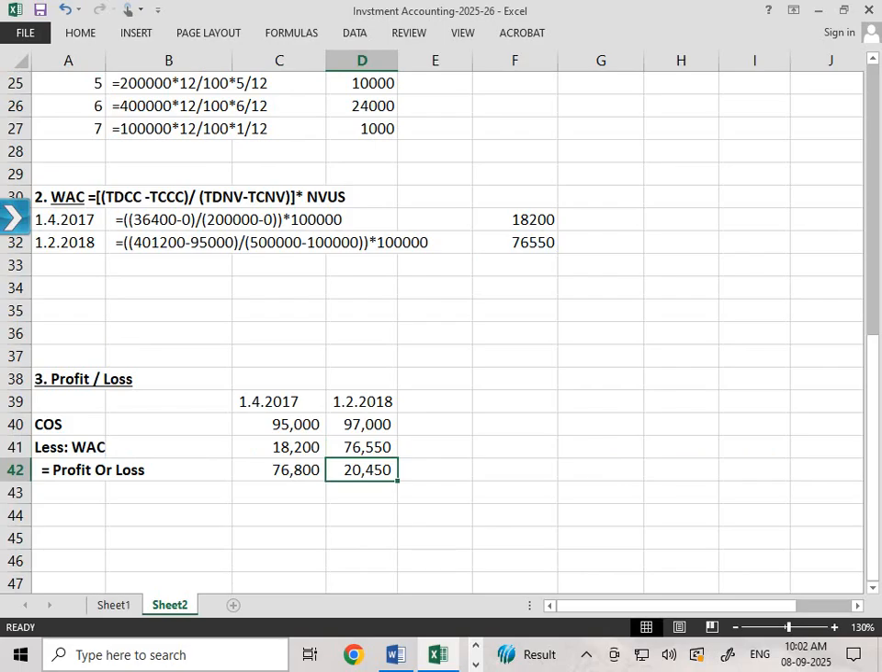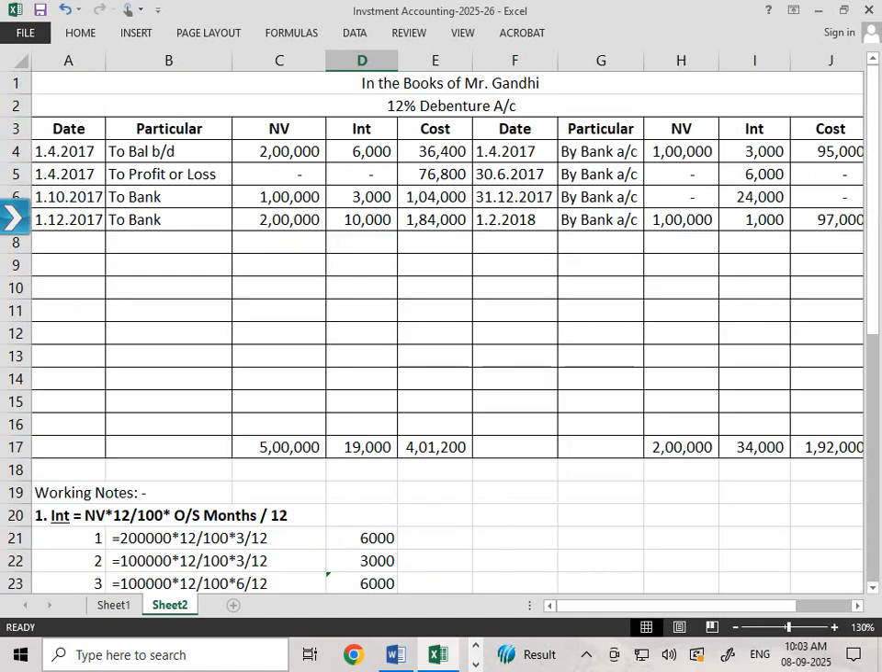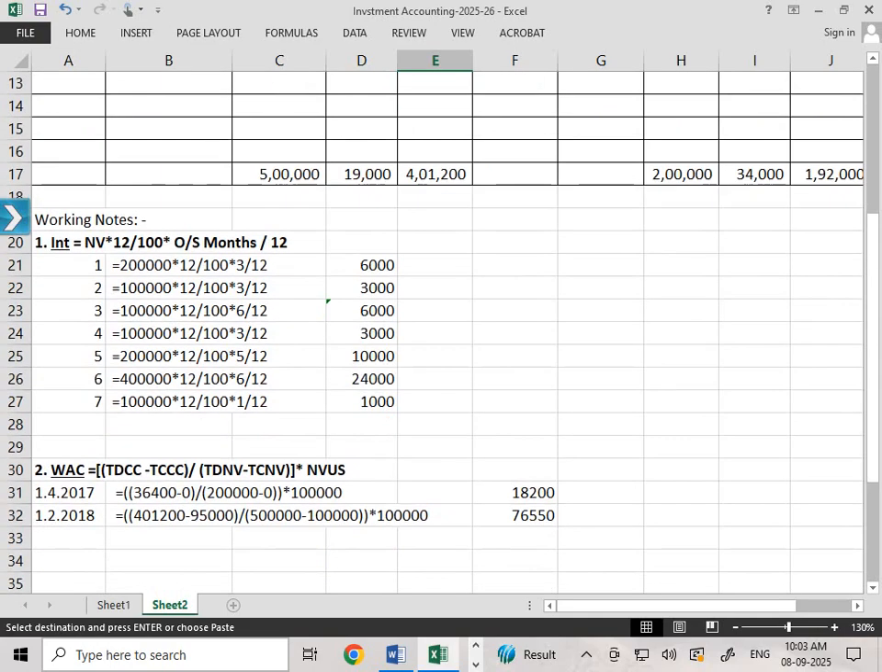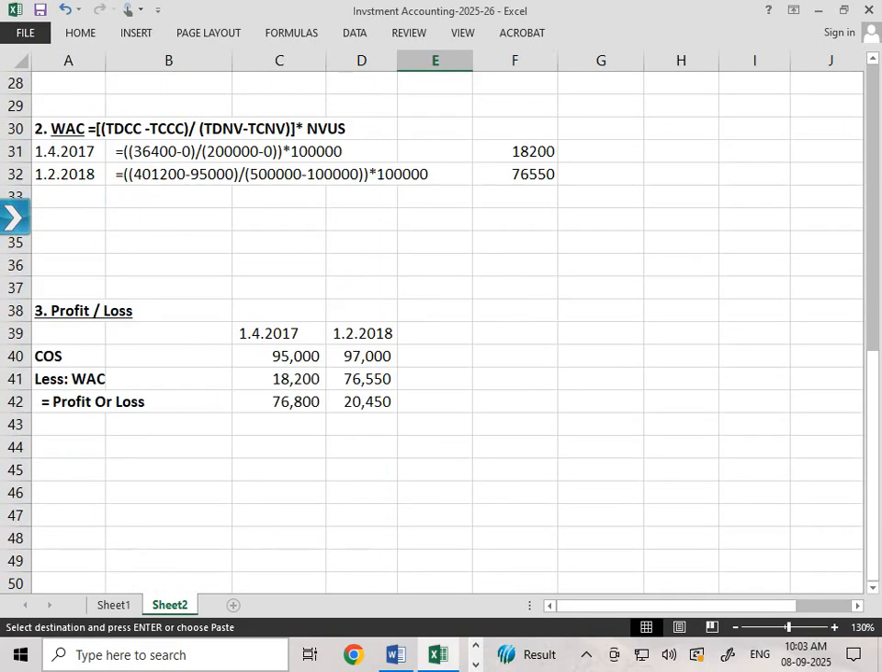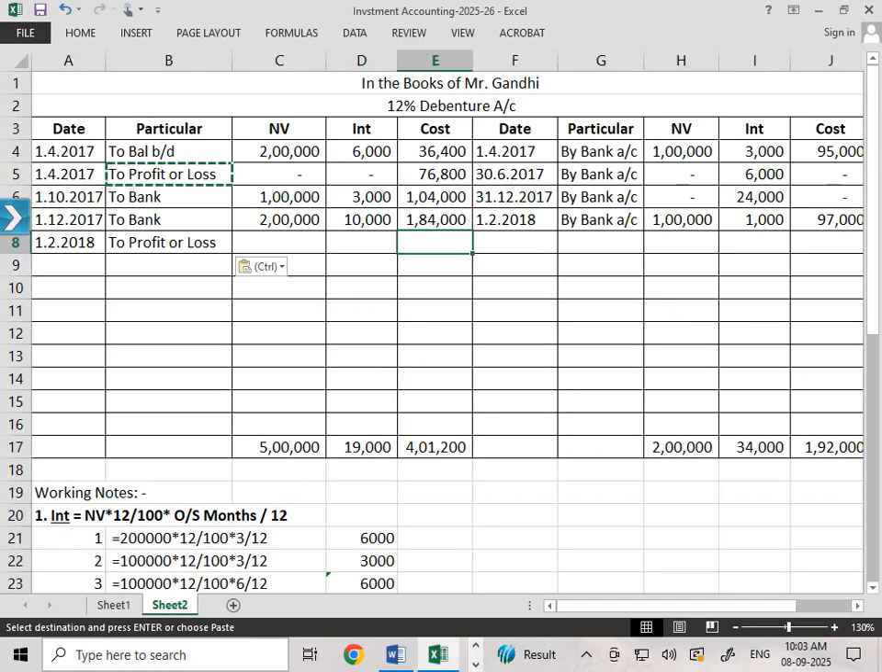So 20,450. That is what? The profit. So profit you have to record on debit side, to profit and loss under cost column. How much? 20,450. Here 0, here 0.